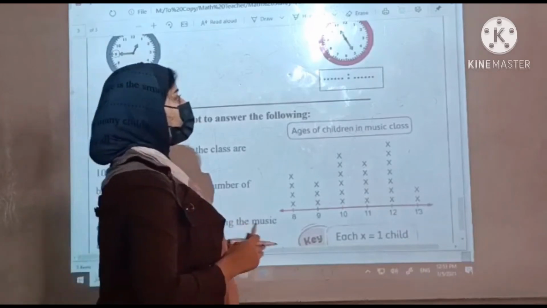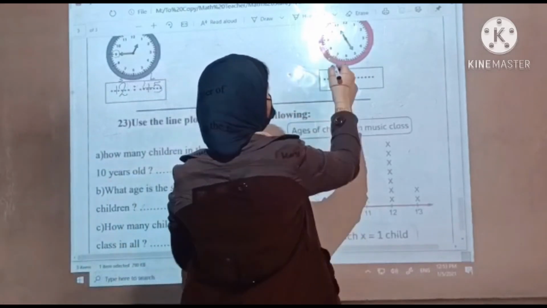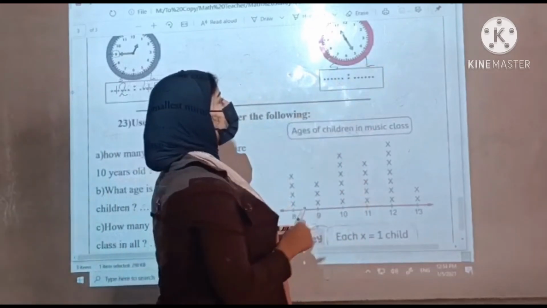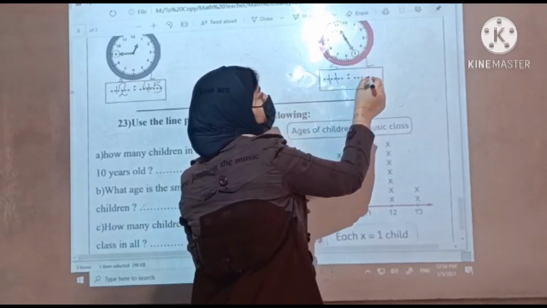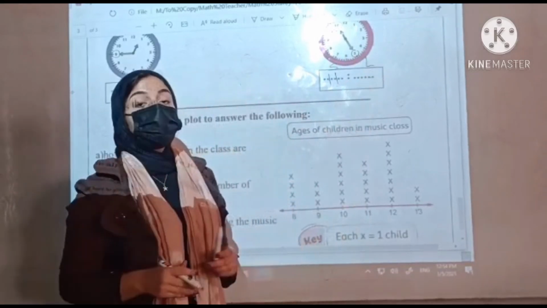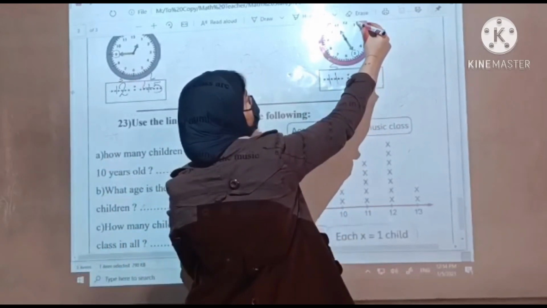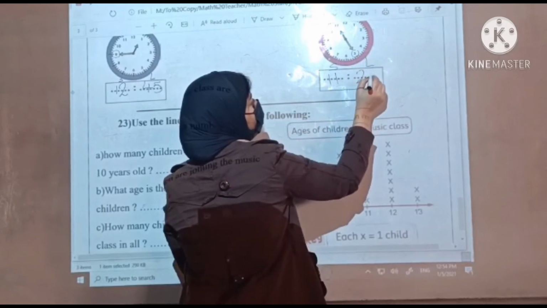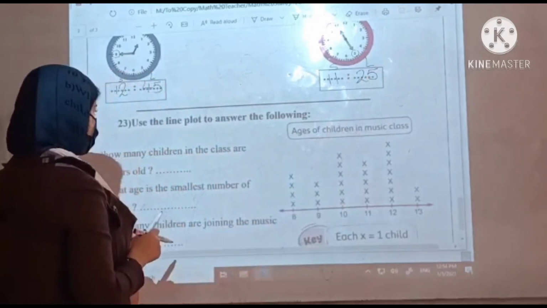Okay. So here, I have the short hand and the long hand. So here the short is at 11 and here the long at 5. You don't write 5. No, you write how many minutes at 5. So let's count by 5: 5, 10, 15, 20, 25. Okay, this is the time.